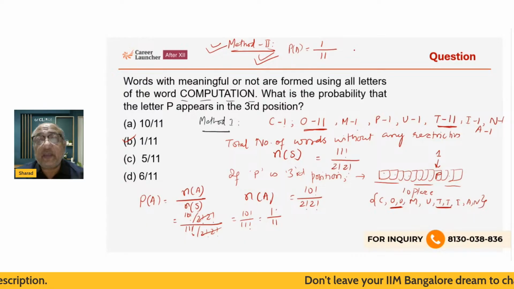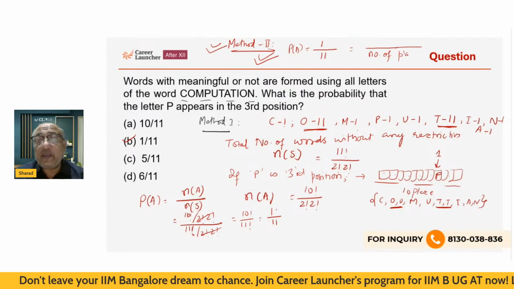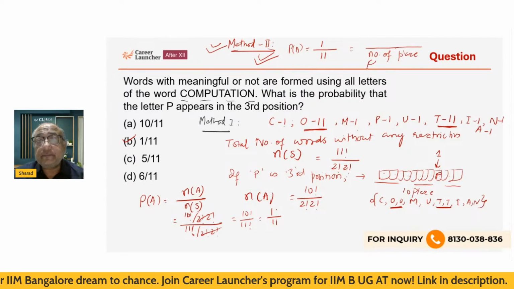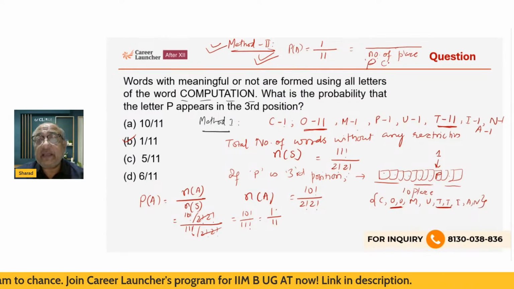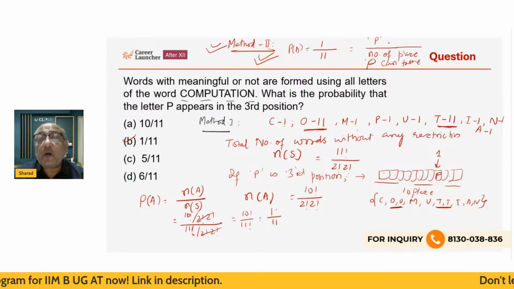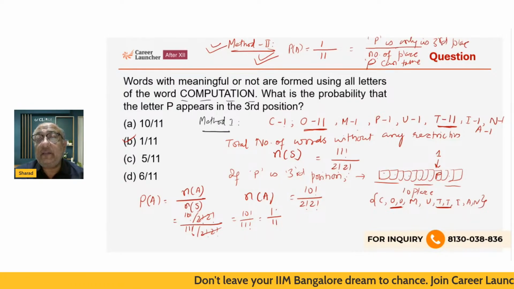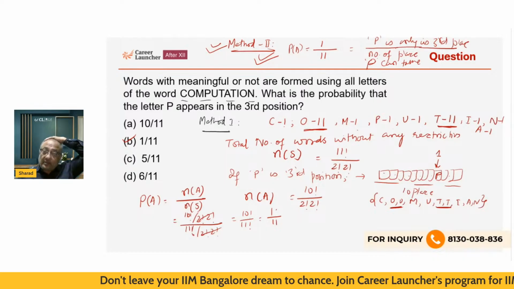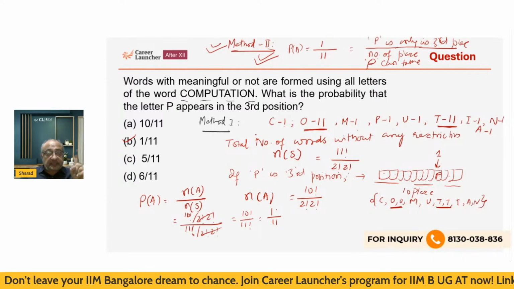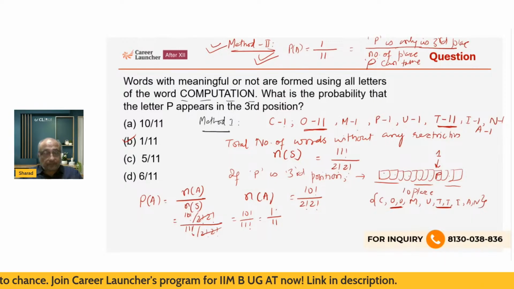How many places can P take? Total number of possible places P can take: 11 places. Right. And P is only in third place. Only in third place. Understood? P is only in third place means this is done. So only one choice, one place only, third place. So this is how we will do this question.